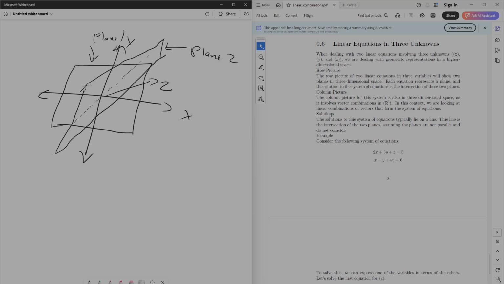So now let's talk about the column picture. The column picture for this system is also in three-dimensional space, as it involves vector combinations in R3. In this context, we're looking at a linear combination of vectors that form the system of equations. The solution to this system of equations typically lies on a line. This line is the intersection of the two planes, assuming the planes are not parallel and do not coincide.